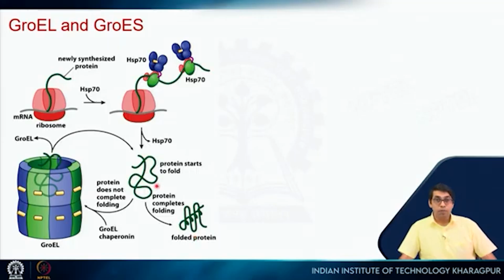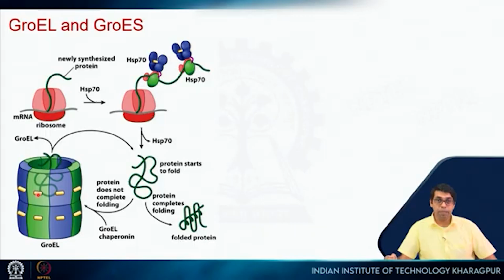Some protein molecules might not fold properly and will need additional help, which is provided by a large protein complex called GroEL. GroEL looks like a huge barrel. It has 14 subunits. You can see there are two rings, up and down. The upper ring has 7 subunits and the lower ring has 7 subunits. So in total there are 14 subunits, and each of these subunits binds to this yellow thing, which is an ATP.